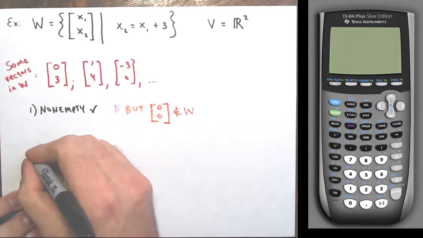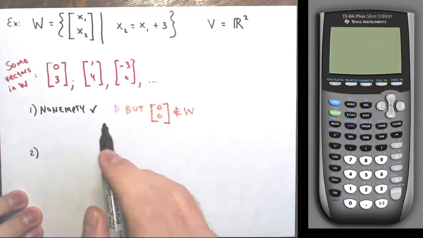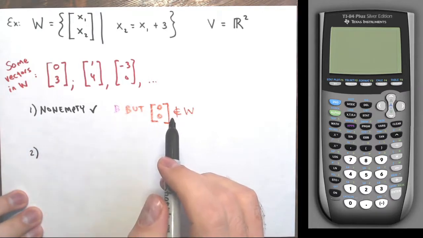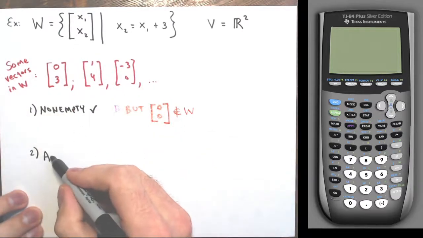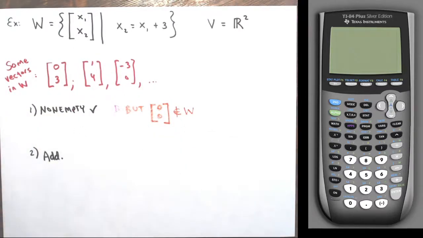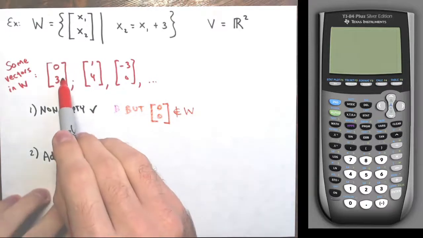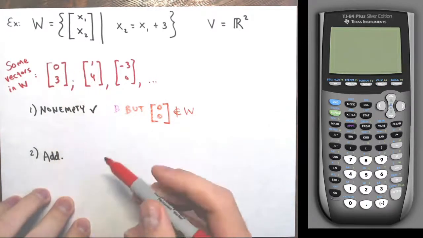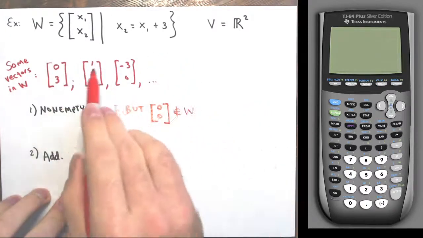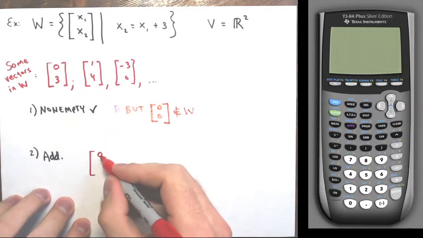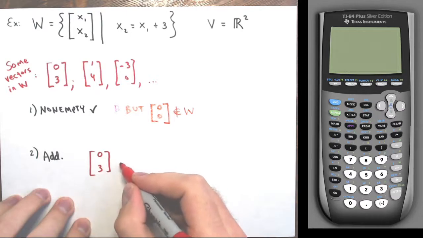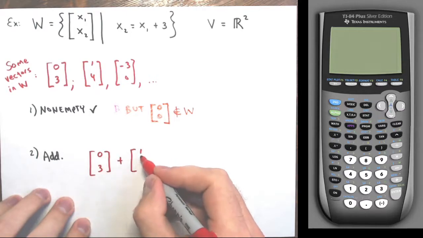But you can say, okay, non-empty, say you don't recognize the 0, 0 thing. It's not empty, sure, there's vectors in this. Is it closed under addition? Well, let's test it out. If I were to add 0, 3 and 1, 4, that would give me 2, 7, right? 0, 3, and I can tell you right now that that's not going to be in W, right? 0, 3 plus 1, 4, right?